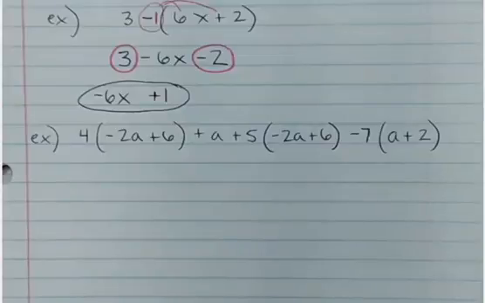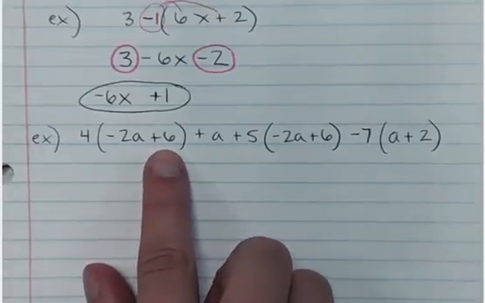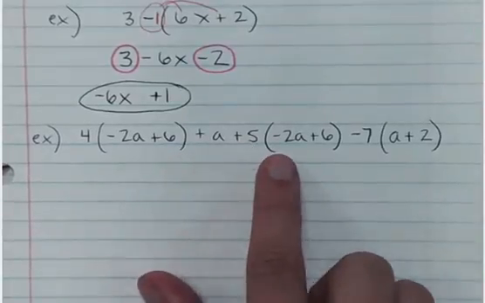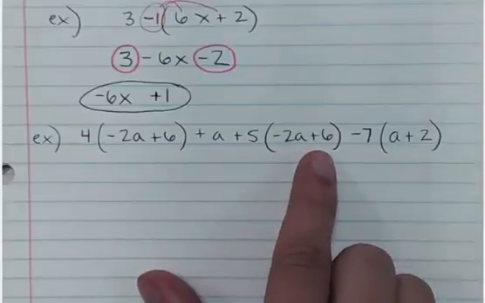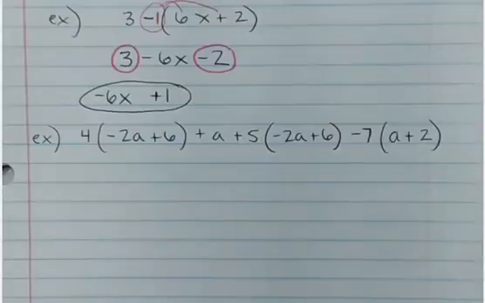Totally simplified all the way. Again, 4 parentheses, negative 2a plus 6, plus a plus 5, parentheses, negative 2a plus 6, minus 7, parentheses, a plus 2. Go ahead and work on that. Miss Osborne will pause it, and when everyone's done, she'll push play.